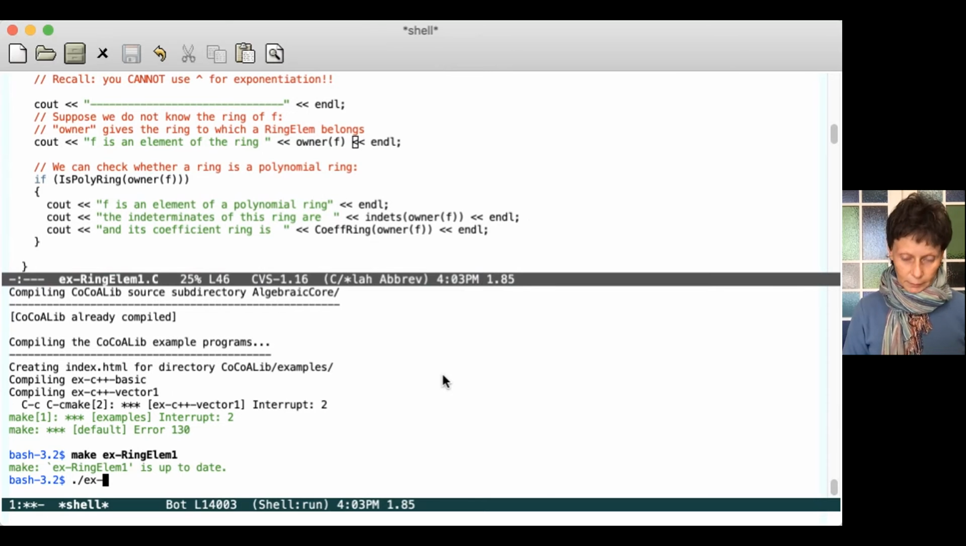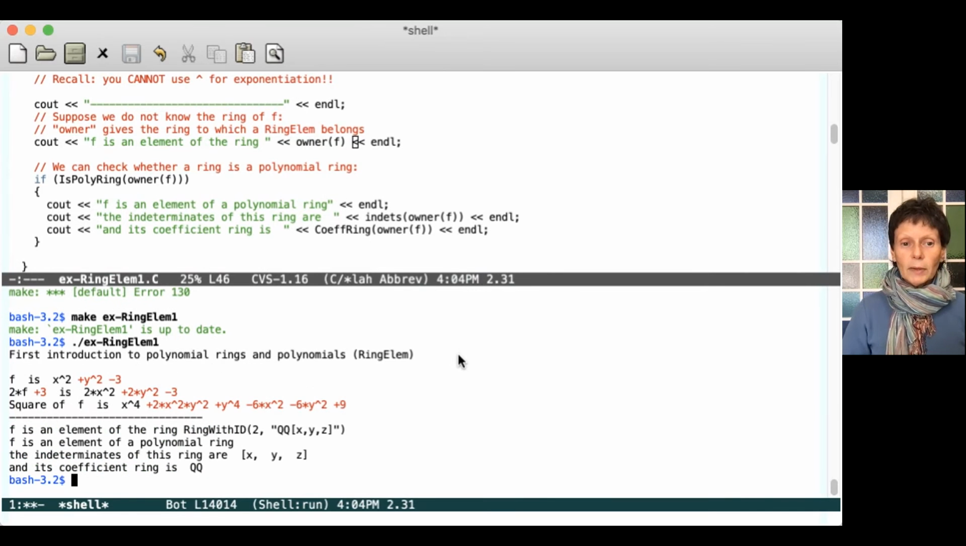X minus ring LM1. So when we run it, it prints what we saw it should print. So it prints the value of F multiplied by 2 plus 3, and the square of F. And then it checks the ring, the owner of F, which is this ring with the ID number 2, and it is QQ of X, Y, Z. It is a polynomial ring, the indeterminates are X, Y, and Z.